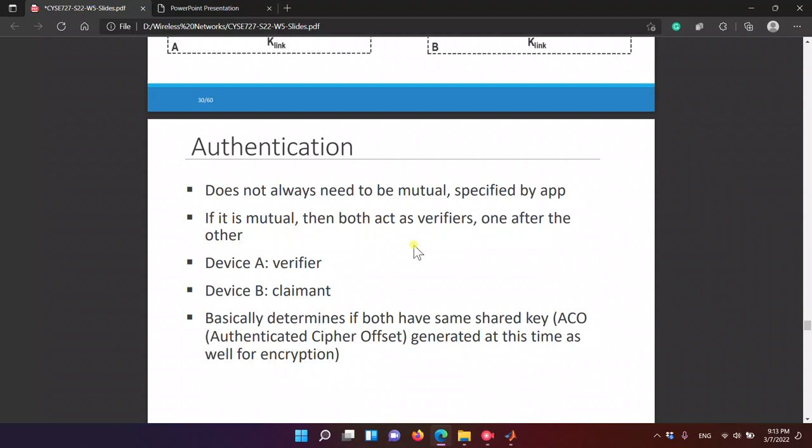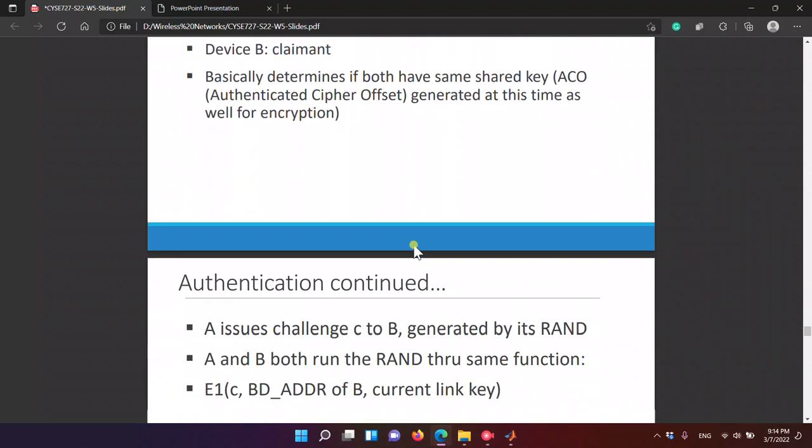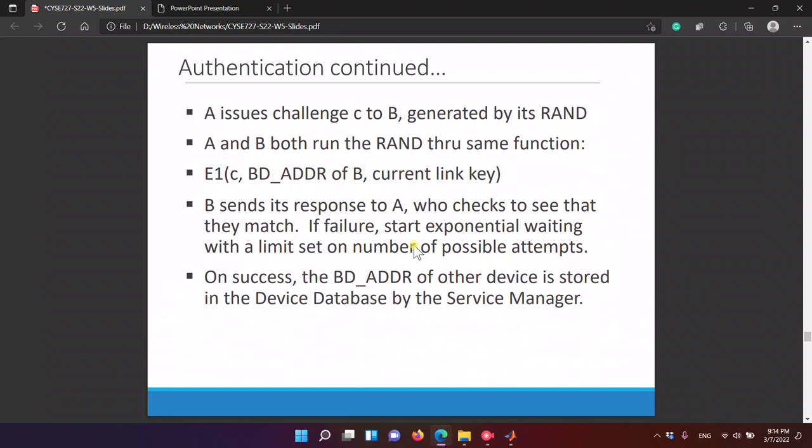The authentication part, which is the second stage, does not always need to be mutual. If it is, both devices act as verifiers. Device A is a verifier and device B is a claimant. It basically determines if both have the same shared key. The authenticated cipher offset, ACO, is generated at this time as well for encryption.